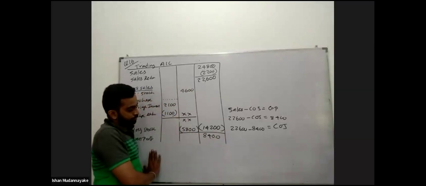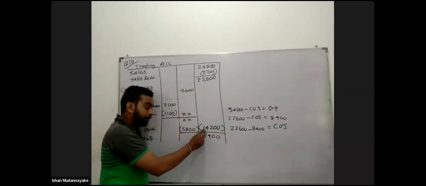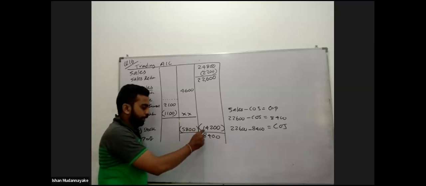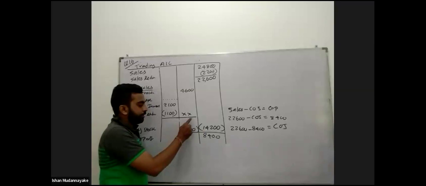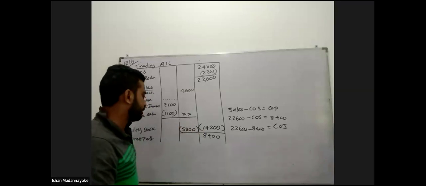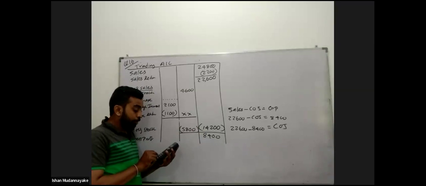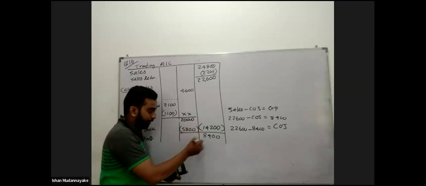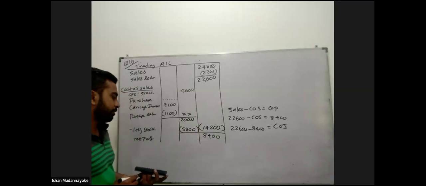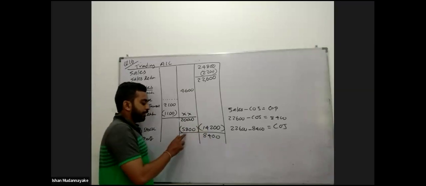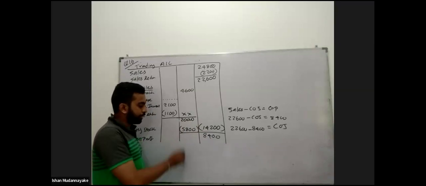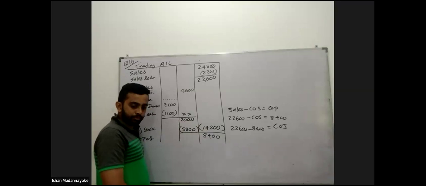Backward calculation. 14,200 plus 5,800. Then you can calculate stock available for sale. How much? 14,200 plus 5,800 is 20,000. Then stock available for sale is 20,000.